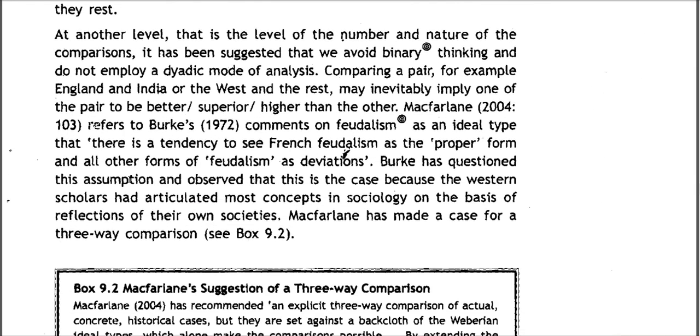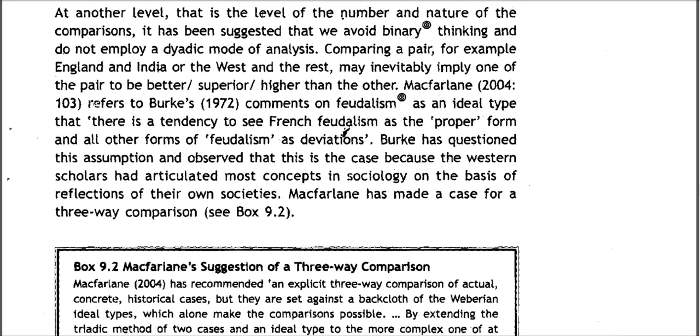At another level, that is the level of the nature of comparison, it has been suggested that we avoid binary thinking and do not employ a dynamic mode of analysis, comparing a pair, for example England and India or the West and the rest, may inevitably imply one of the pair to be better, superior, higher than the other.